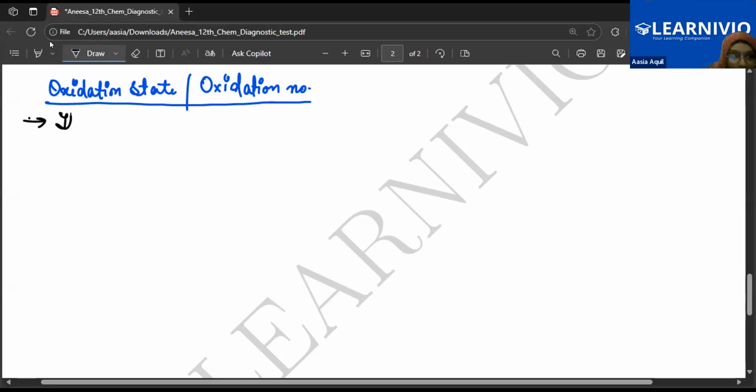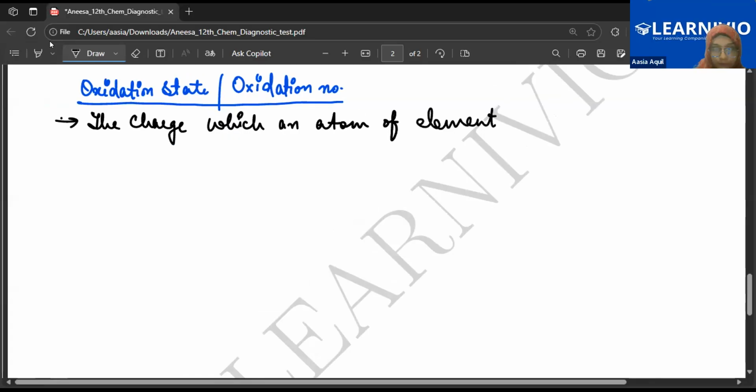Right. So the charge which an atom of an element has on its ion, or appears to have in its combined state.